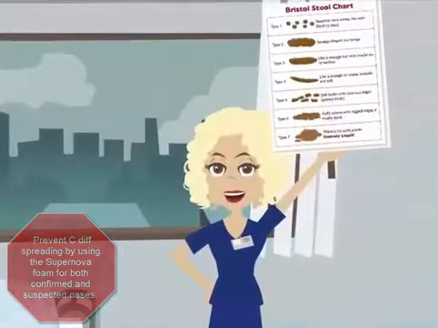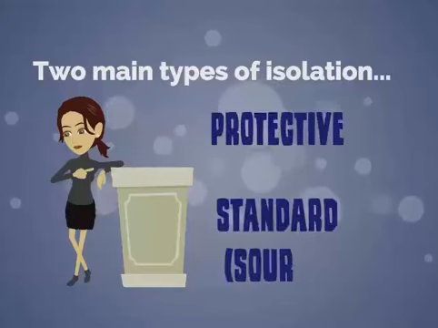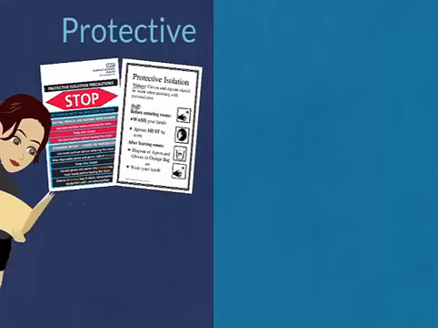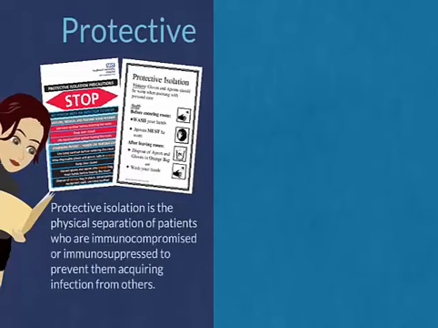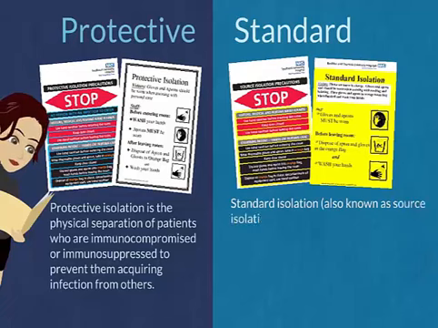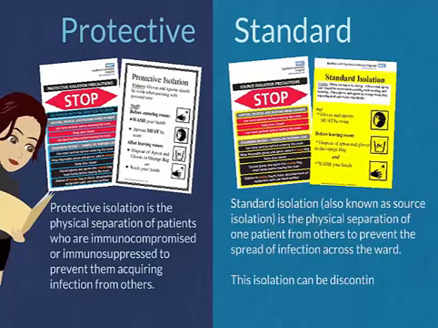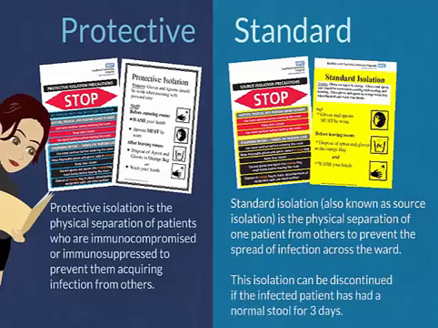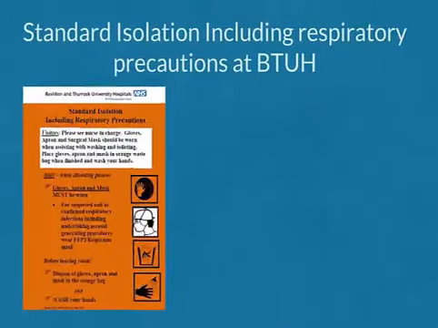Now, I've mentioned a lot about isolation. I should point out that there are two main types of isolation, protective and standard. Protective isolation is the physical separation of patients who are immunocompromised or immunosuppressed, and this is to prevent them from becoming infected from others. Then we've got the standard isolation. This is also known as source isolation, and this is the physical separation of one patient from other patients to prevent the spread of infection across the ward. This isolation can be discontinued if the infected patient has had a normal stool for 3 days.